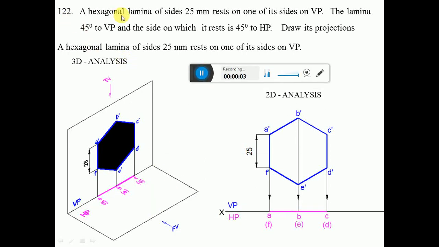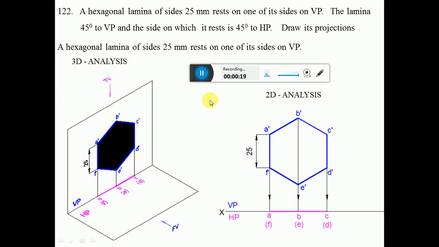A hexagonal lamina of sides 25 mm rests on one of its sides on VP. The lamina is inclined at 45 degrees to VP and the side on which it rests is inclined at 45 degrees to HP. Draw its projections. So here he says it is resting on VP.